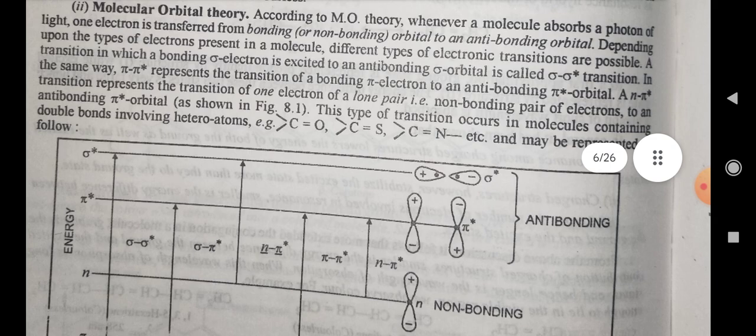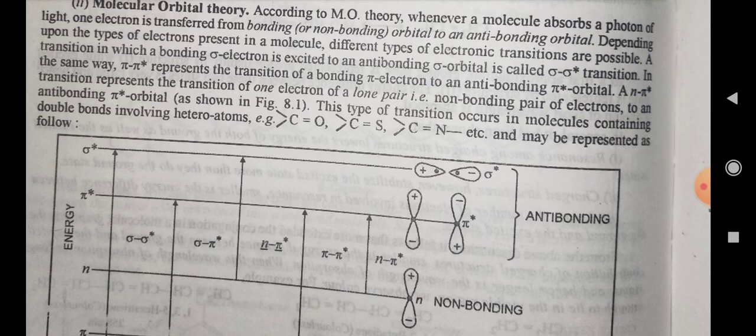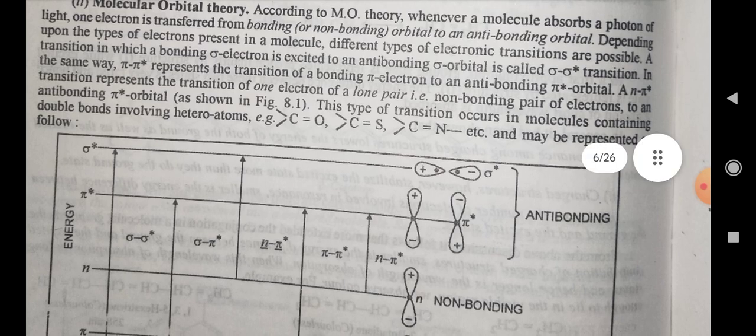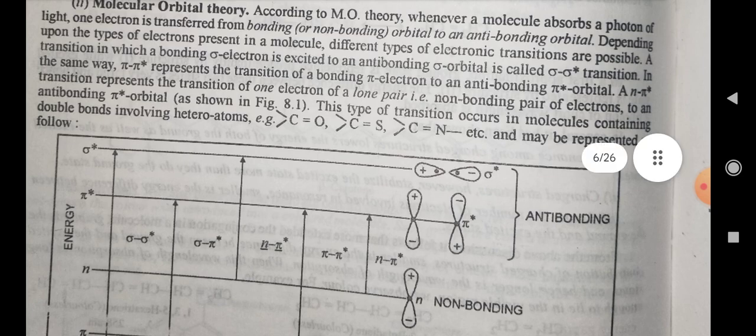According to MO theory, whenever a molecule absorbs a photon of light, one electron is transferred from a bonding orbital to an anti-bonding orbital. Depending upon the types of electrons present in the molecule, different types of electronic transitions are possible. A transition in which a bonding sigma electron is excited to an anti-bonding sigma orbital is called a sigma to sigma star transition. In the same way, the pi to pi star transition represents the transition of a bonding pi electron to the anti-bonding pi star orbital.